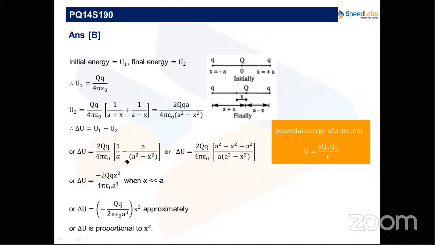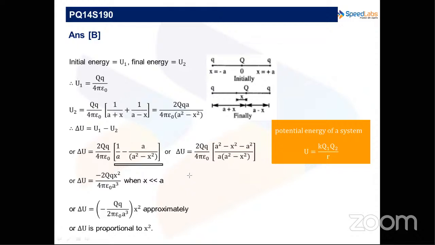We have already written the change in potential energy. So it is written as 1 by a, 2kq. It has taken common 1 by a in this step: 1 by a minus a upon a square plus x square. Wait a second, we had x coming. I think we have done some mistake.